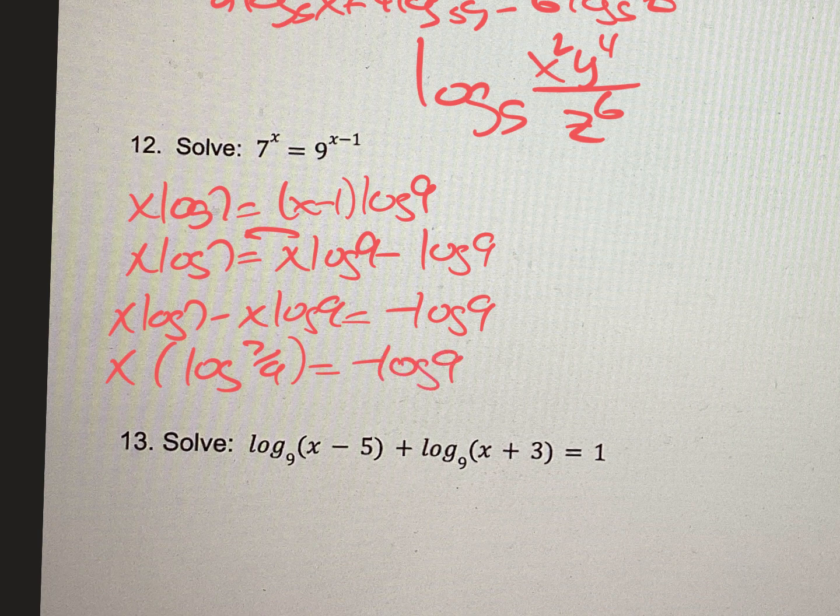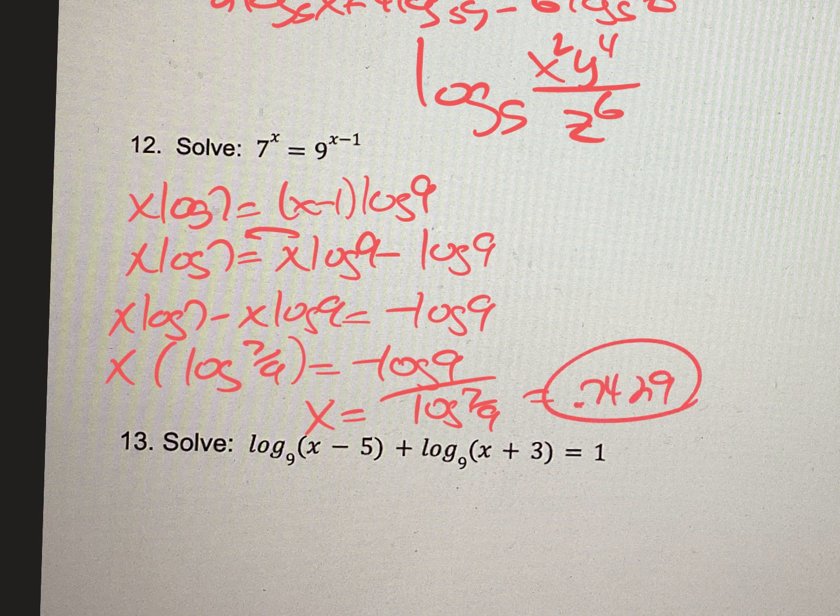It's really division. So to get my answer, I'm going to take my calculator and punch in negative log 9 divided by log 7/9. I'm getting 0.7429. So you can check that if you need to.